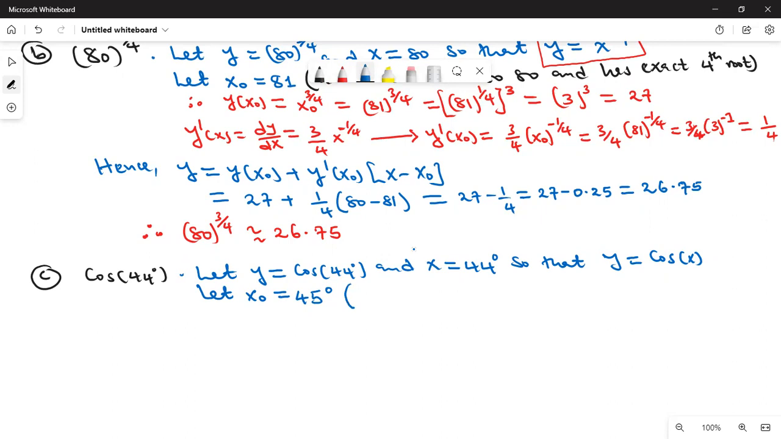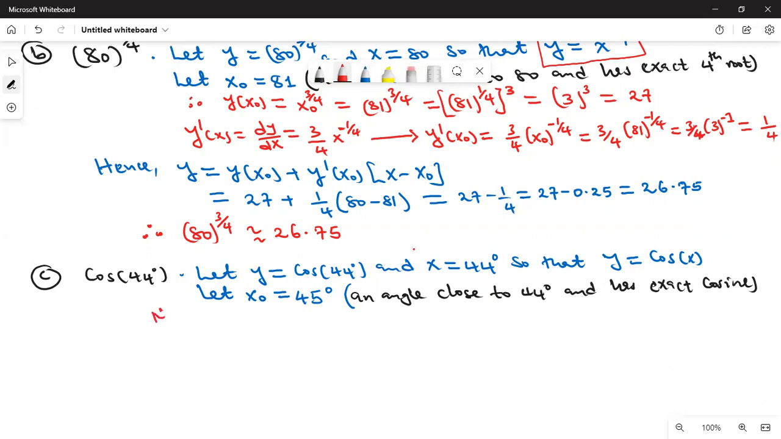Let me explain the choice of 45 degrees. An angle close to 44 degrees and has exact cosine, because we are talking of cosine, so we need exact cosine. You know the cosine of 44 degrees? I'll tell you how to find it. Now, when you deal with angles, it is better to convert the angles to radian. Let us convert them to radians.